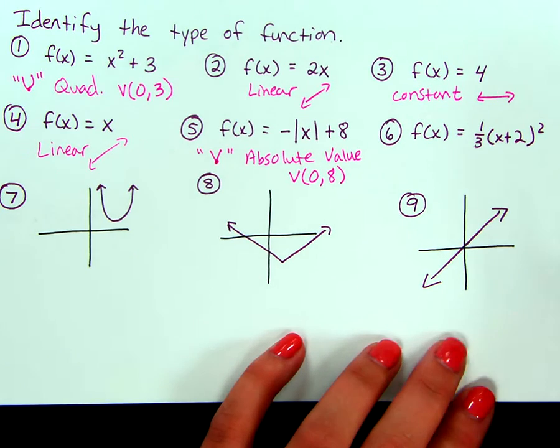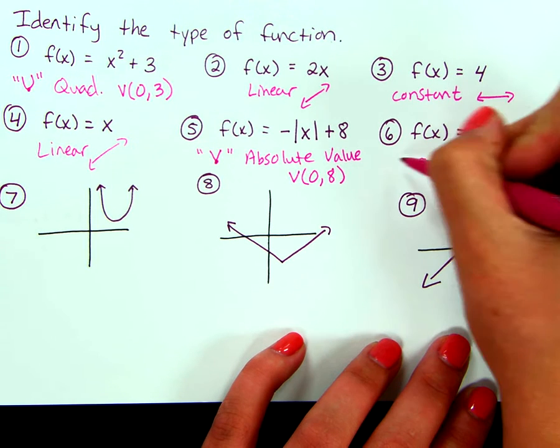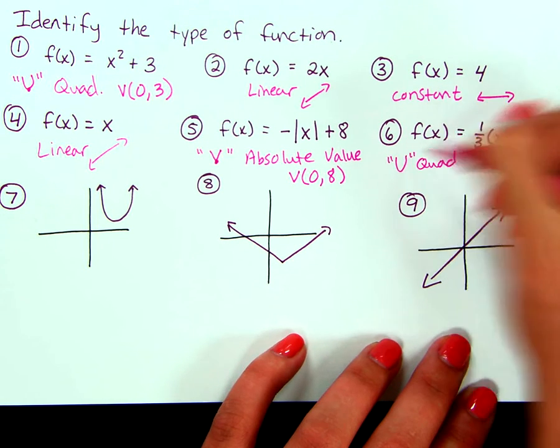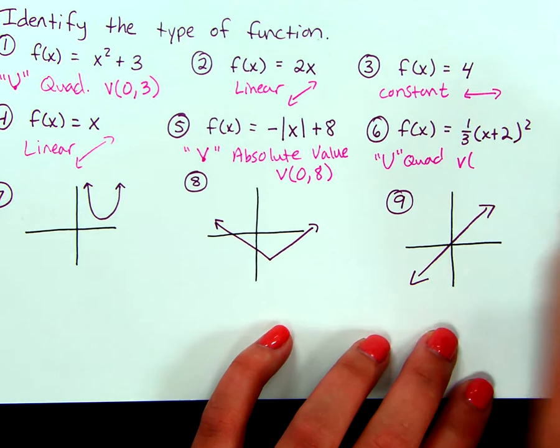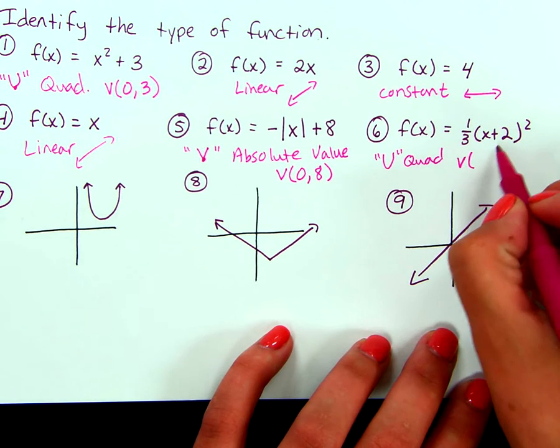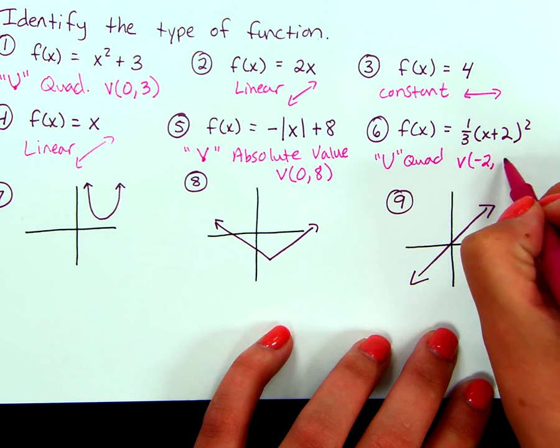And the last one, so that square term tells us that it's quadratic. And since it's quad, it has to make a U shape. And our vertex for this one is the opposite of h, so it's going to be a -2. And since our k value isn't there, it is 0.